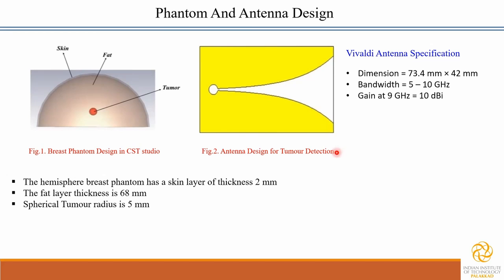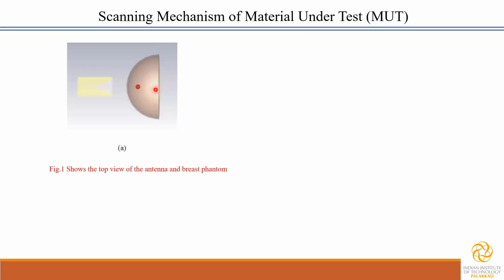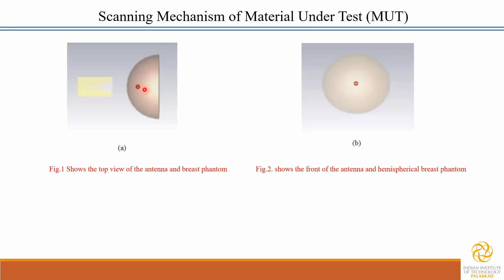The image of the antenna used for imaging with the phantom can be further analyzed in the next MOT design part. The scanning mechanism for the material under test is shown here. So one can see here the top view of the antenna and the breast phantom, and the second image shows the front of the antenna and the hemispherical breast phantom.